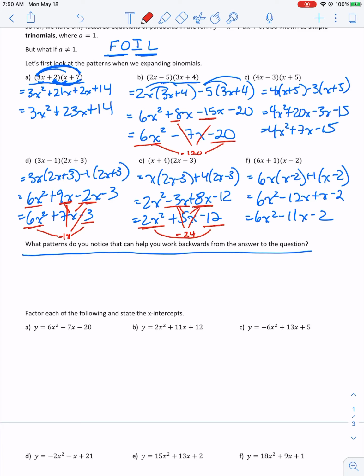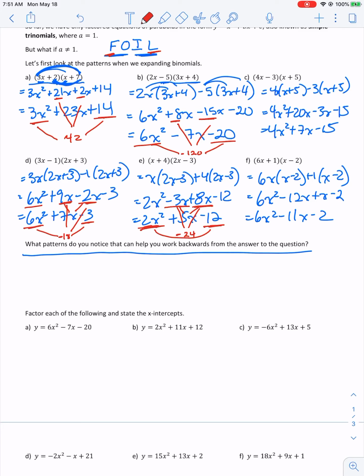And last, I'll just take a look at A. 3x squared and 14. So 3 times 14 is 42, and 21 times 2 is also 42. So that middle term that you have in the expanded version gets broken up, if we're working backwards, into two numbers that multiply to give you the same value as the F and the L in FOIL. So the first term and the last term in the expanded version.